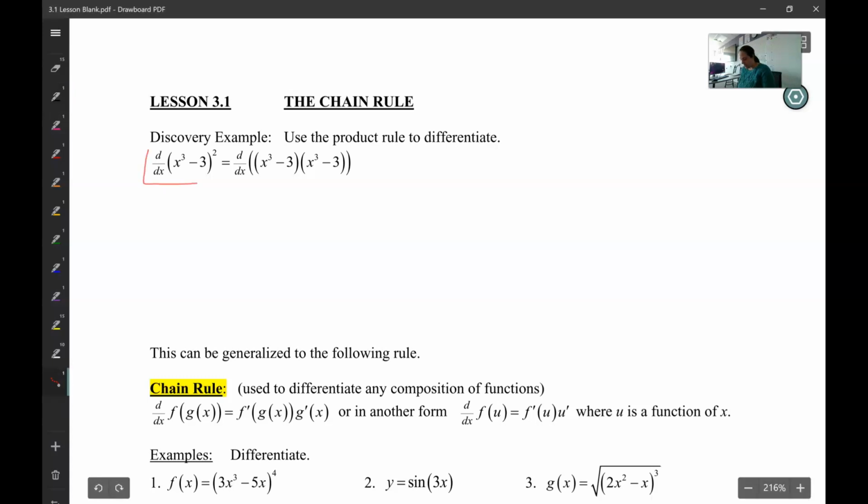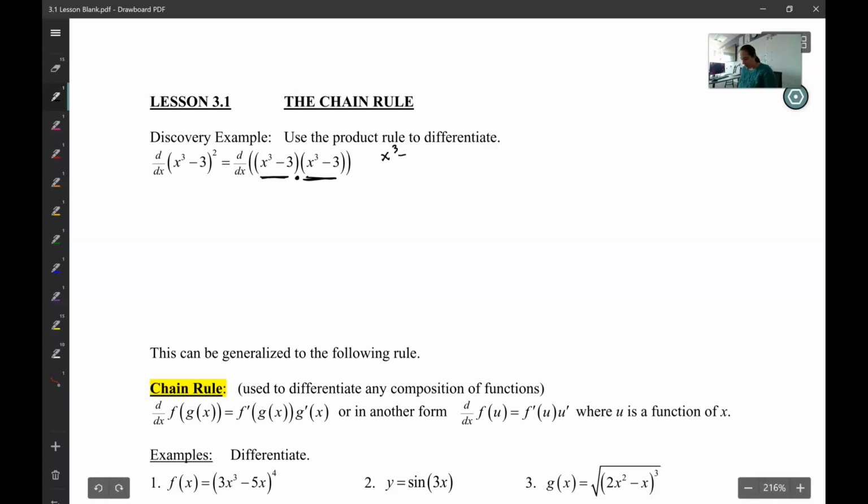So I want to take the derivative of this, x cubed minus 3, all of it squared. Well, I know anything squared I can separate as multiplied by itself. So I do that here. And now I have something times something, which means I can do a product rule.